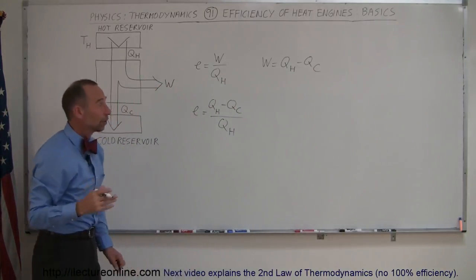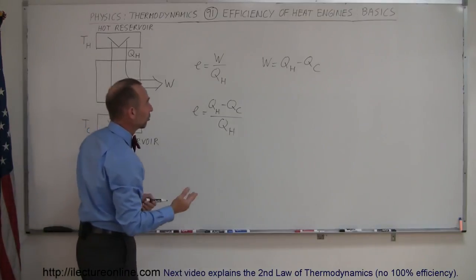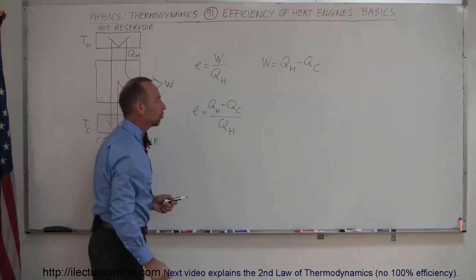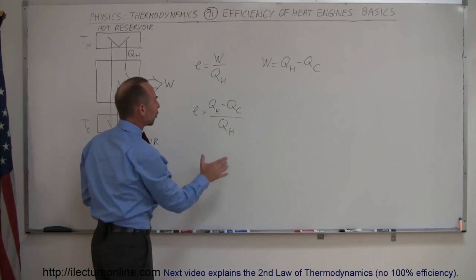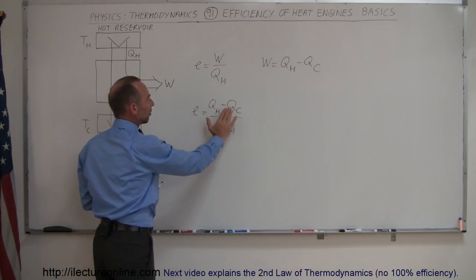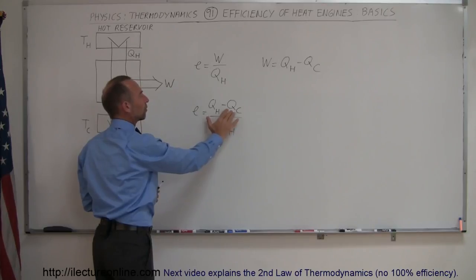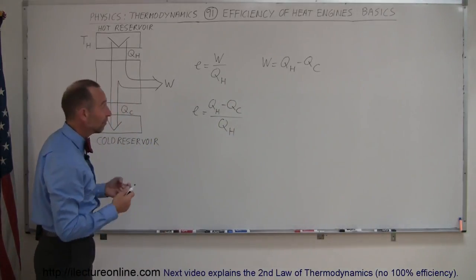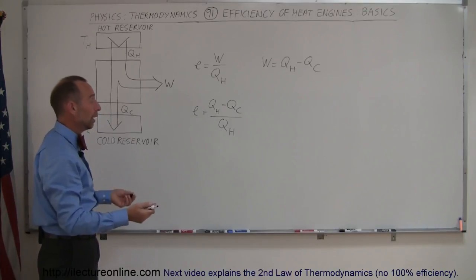And of course, again, there are two ways to look at it. Either you want your work to be as much as possible as a ratio of how much heat you had available, or simply the difference. You want to expel as little heat to the cold reservoir as possible to make this quantity as big as possible. And of course, you can realize that efficiency can never be greater than 1.